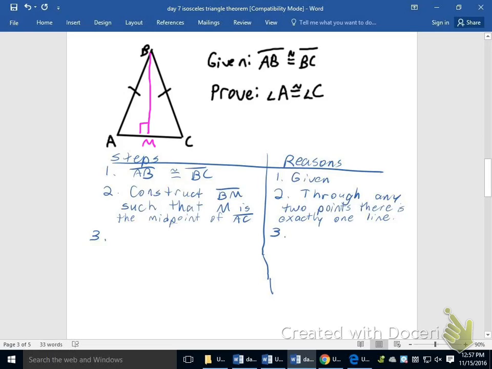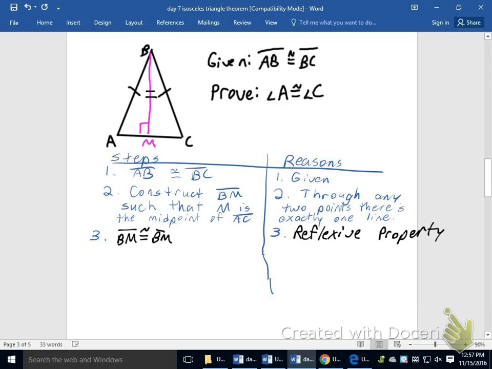The reason why I made the auxiliary line is because now I have two triangles, the one on the left and the one on the right, and I can actually make those triangles congruent. To start with, I'm actually going to say that a segment is congruent to itself. That segment BM is congruent to segment BM by the reflexive property. And there I've got that written in. I'll go ahead and mark that as well.